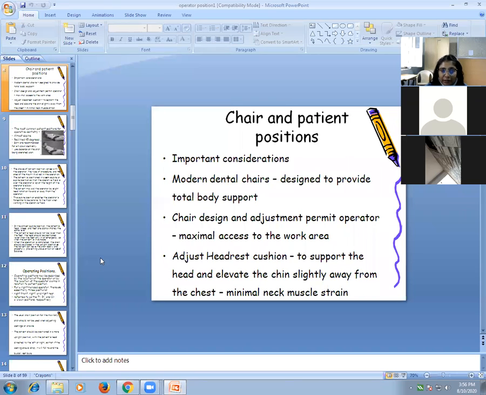Then adjust the headrest cushion. Now we have seen the various parts of the dental chair, I think in the last lecture: the headrest, backrest, and the leg rest. The headrest should be adjusted such that the head and chin are elevated slightly away from the chest. So there should not be any muscle strain to the patient.